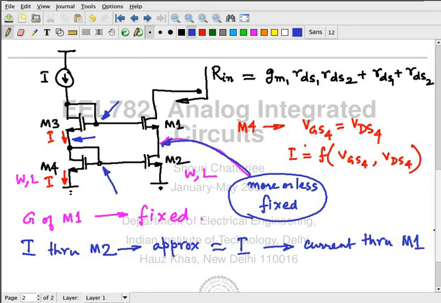Should be. That's what I am trying to show you. Okay? So what I first started off by saying is that the current through M2 is more or less equal to current through M4. Okay? Now because the current through M2 is more or less equal to current through M4, the source of M1 is more or less fixed. Now if the source of M1 is more or less fixed, gate of M2 is fixed, source of M2 is fixed, then the current through M2 is not going to change at all. Okay, so this has been my argument so far. Alright? By this logic.